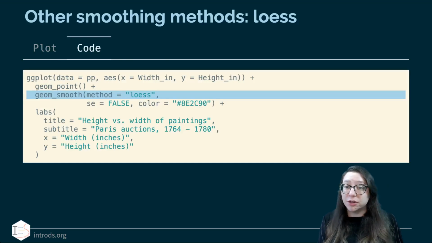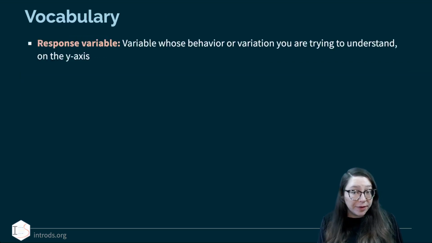And we're going to touch on this a bit more in terms of how that estimate is being done. But the way we change the smoothing method is basically in the method parameter of the geom_smooth function. So, a little bit of vocabulary.